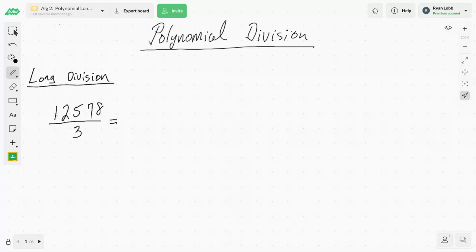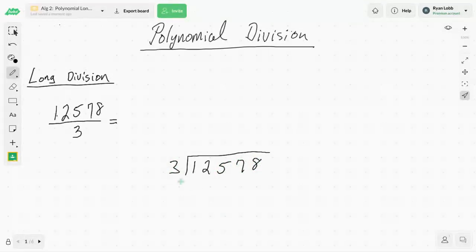And when we're dividing polynomials, what we want to think of is how we divide numbers, right? And do kind of long division with numbers. So if I said, what's 12,578 divided by 3? How would we do that using long division? Well, we'd divide 12,578 by 3, right?